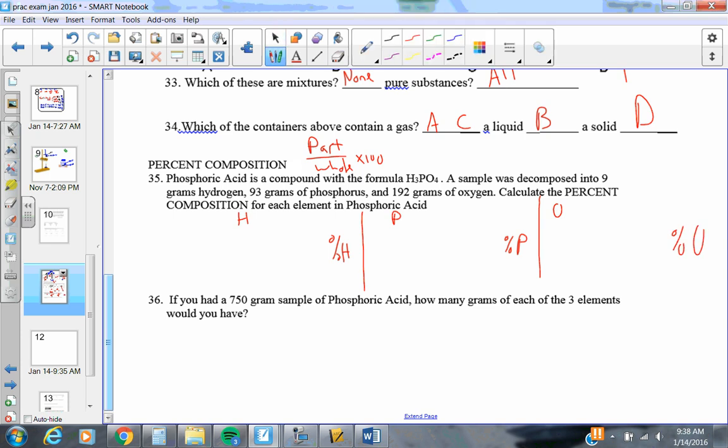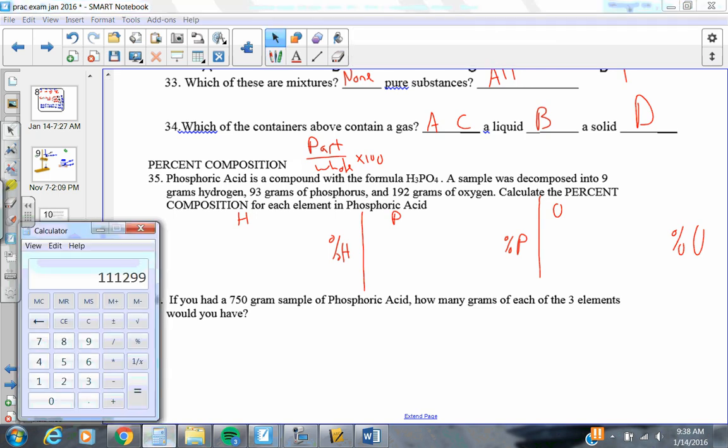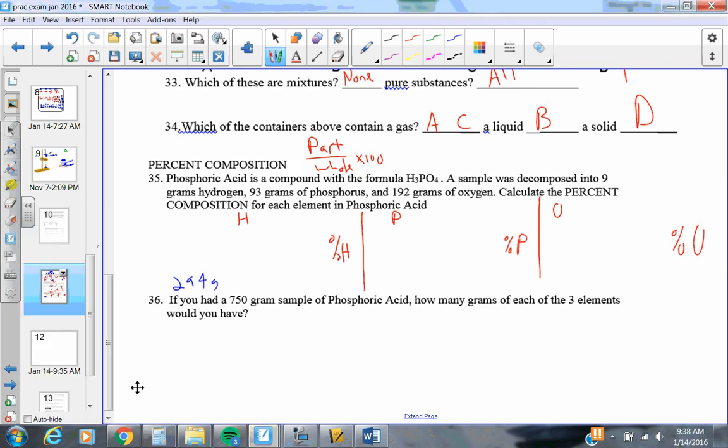A sample is decomposed into 9 grams of hydrogen, 93 grams of phosphorus, and 192 grams of oxygen. First thing I need to know is the whole. How much was that when it was all together? 9 plus 93 plus 192 means that I had a grand total of 294. The whole will be 294 grams. I will use that every single time. Every single time the whole was 294 grams.